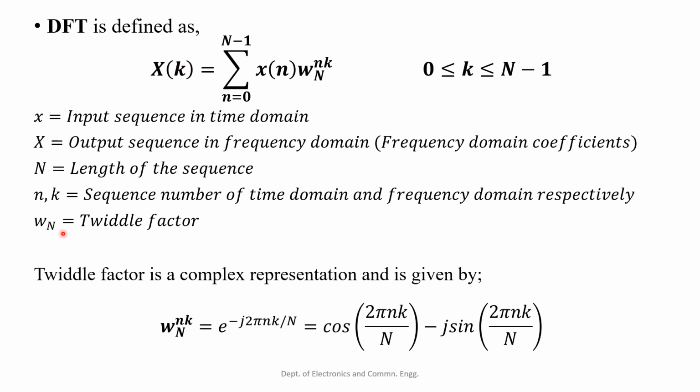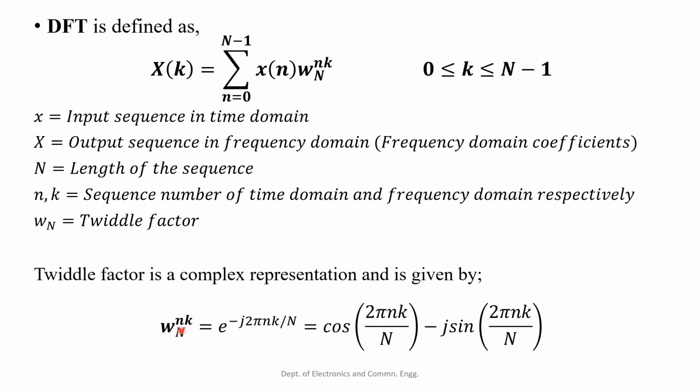Omega N is the twiddle factor. We can call this omega N, or in some contexts it is also referred to as W N. Either way, in representation or pronunciation, it is the same, that is the twiddle factor. So the twiddle factor is in this part. This twiddle factor is the complex part of the DFT, and it is represented by omega N to the power nk. The complete representation of this is given here.